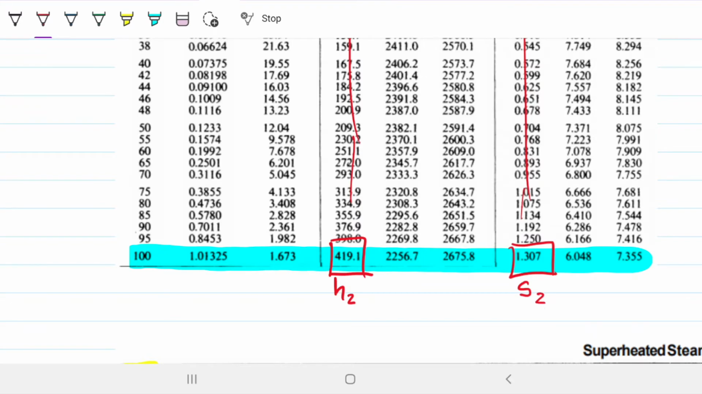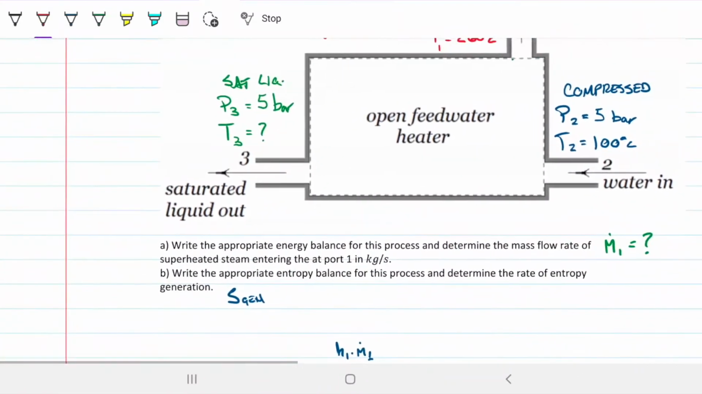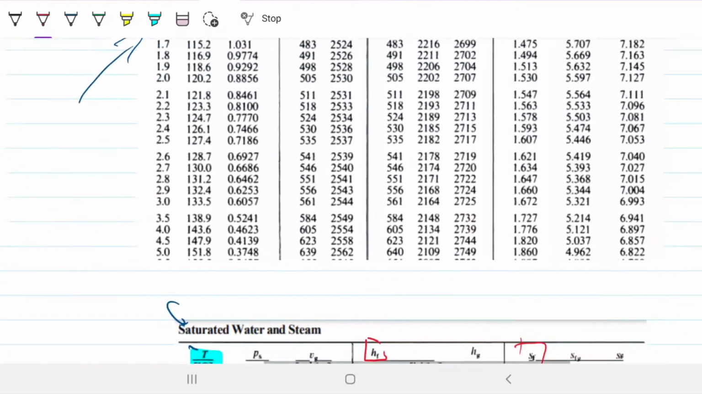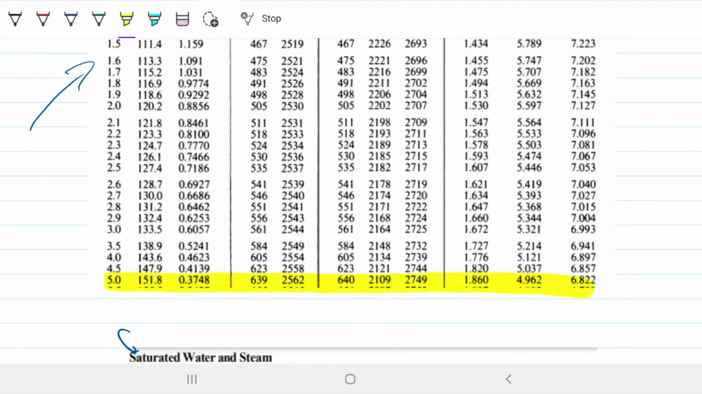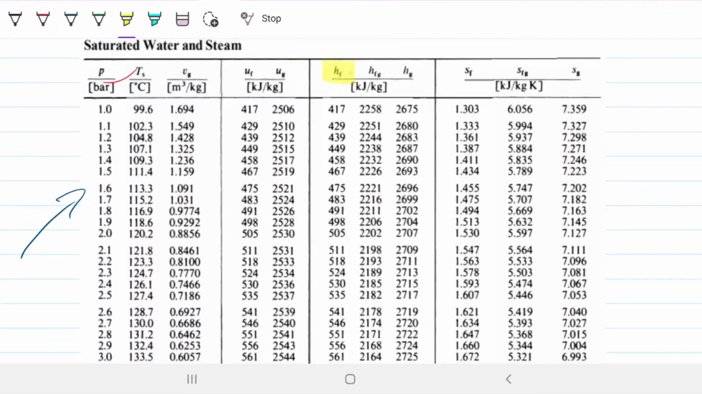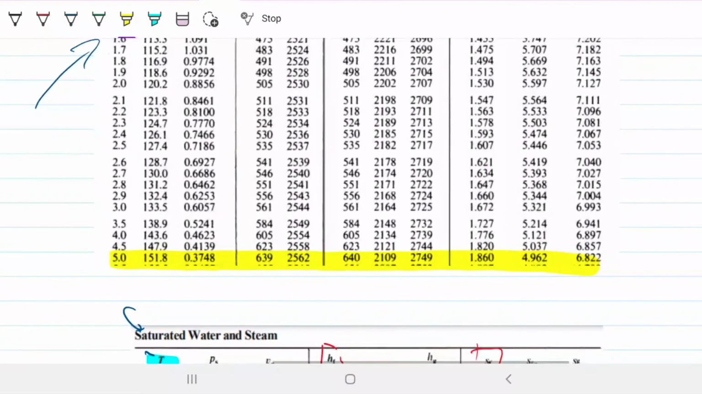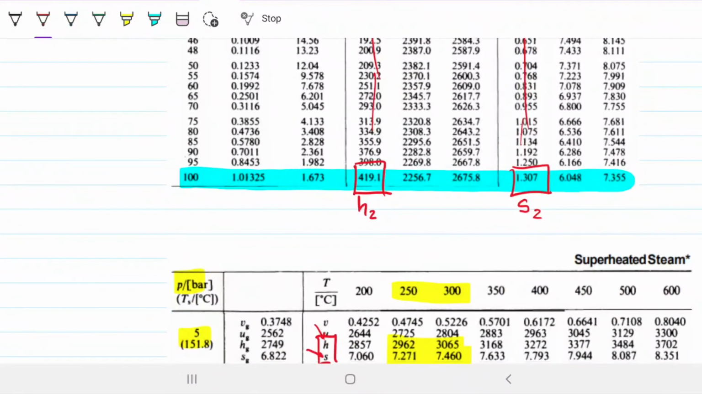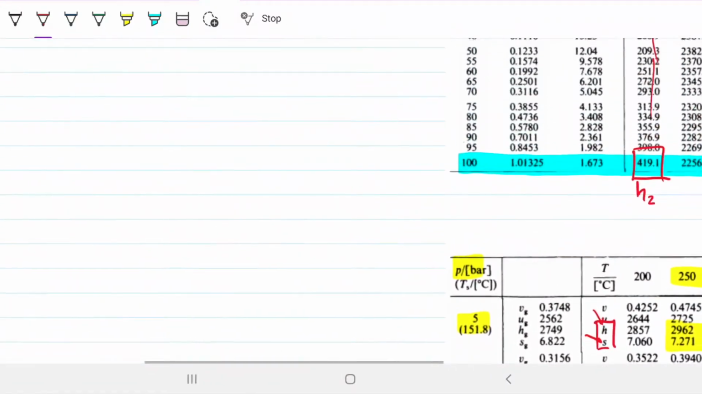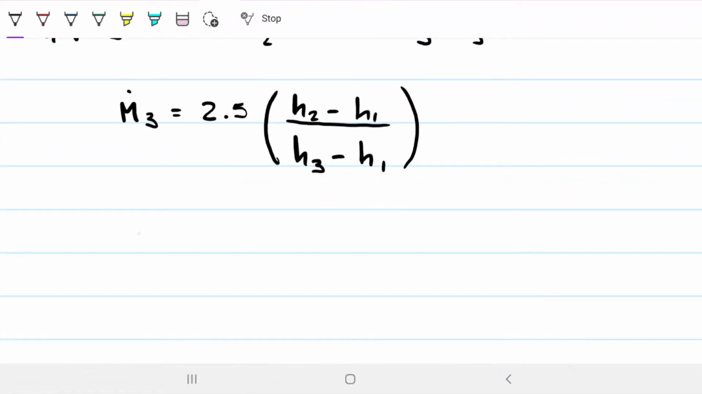Great. And then things leave as a saturated liquid. Yeah, saturated liquid, 5 bar. So that's enough information for us, right? Let's highlight 5 bar again. This is my saturated liquid enthalpy, saturated liquid entropy. So this is my enthalpy 3. This is my entropy 3. Brilliant. We have everything we need. 640, 419, and the 2982. So let's give it a go here.